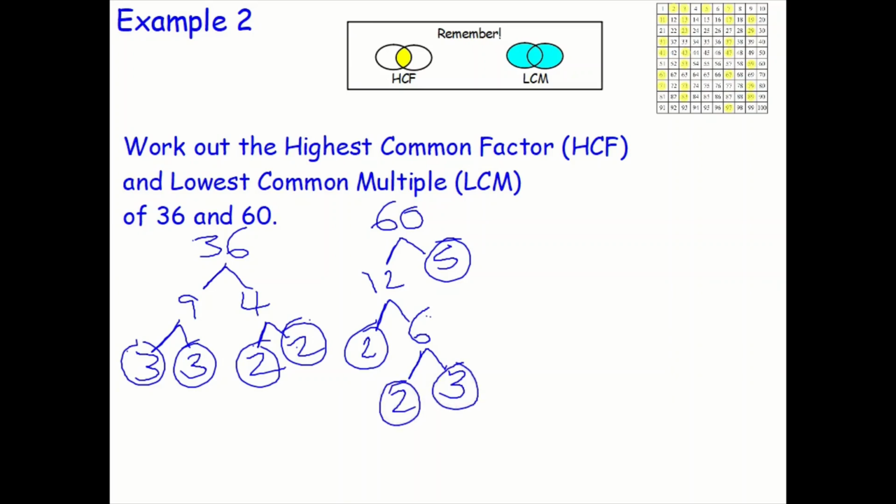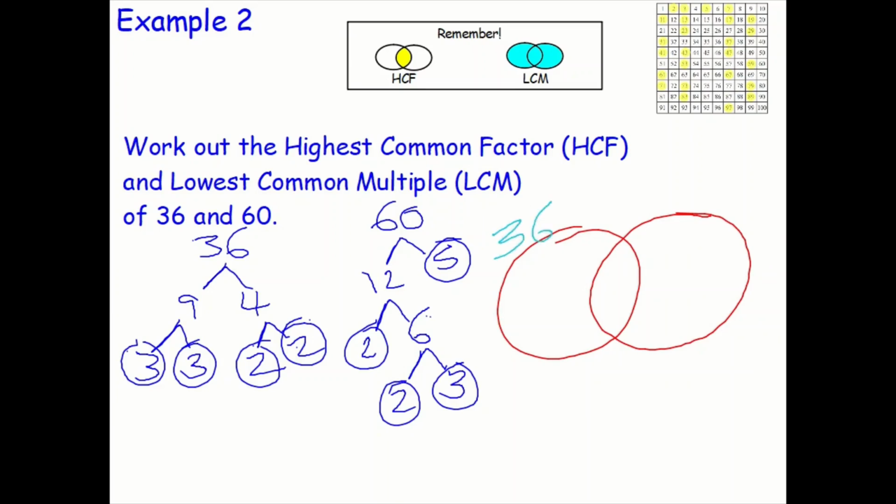And that is 60. Okay, so I'm going to draw a Venn diagram because I'm trying to find the HCF and LCM. This one refers to the 36, this one to the 60. What's in the overlap? What is common to each tree? Well, there's a 2 there and a 2 there, so I'm going to put 1, 2 in the overlap. There's a 2 there and a 2 there, so that means I can put another one of those in there. And there's a 3 there and a 3 there. So that goes in the overlap.